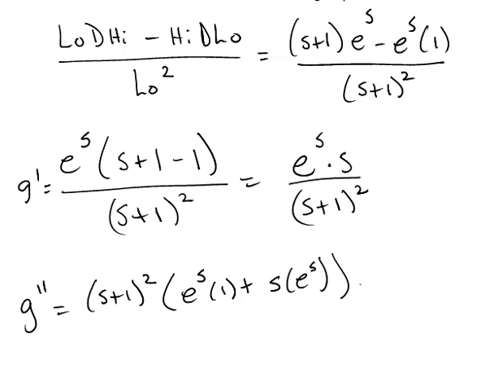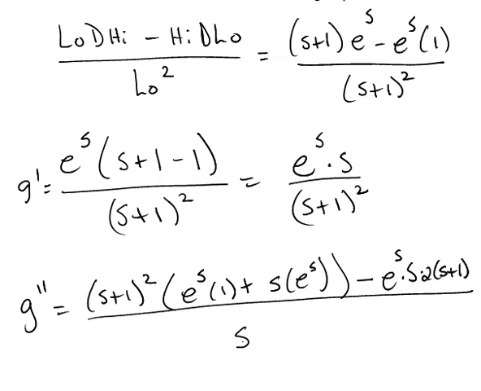Okay, and then that's low d high minus high, which is e to the s times s, d low. Well, you don't know how to take the derivative of this yet. So I think you're going to have to just, it is 2 times s plus 1 to the 1. As long as you have a linear function, that will be the derivative. And that's all over the denominator squared.